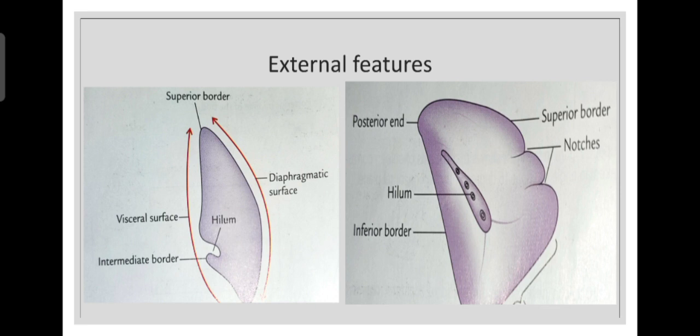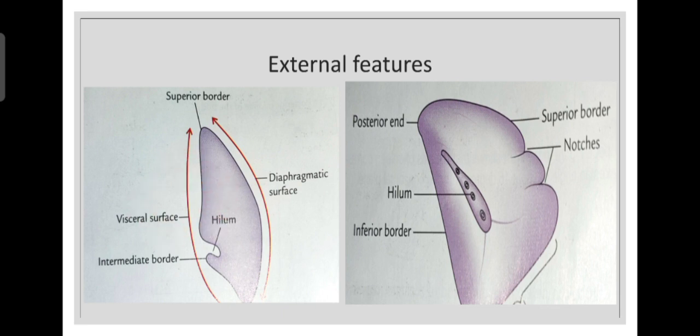First we see about the diaphragmatic surface. Diaphragmatic surface is convex and is covered by the diaphragm. It is smooth, there will not be any irregularities. It is smooth, convex, and it is directed upward, backward, to the left, so that it lies near the diaphragm.